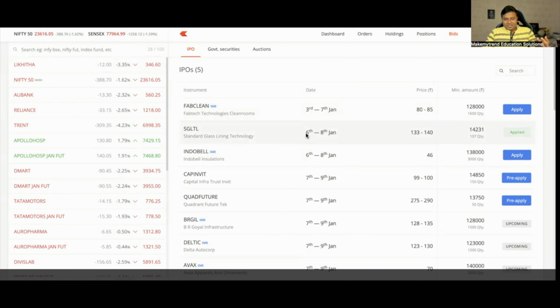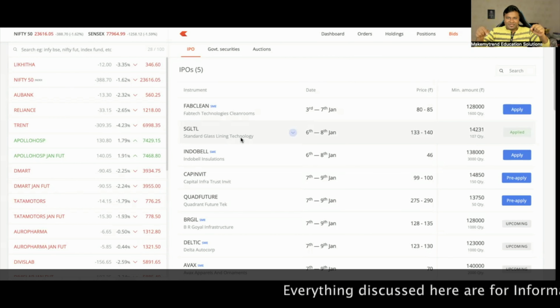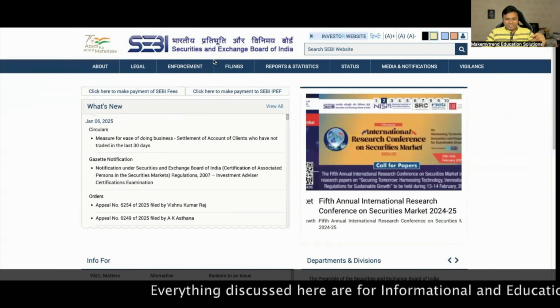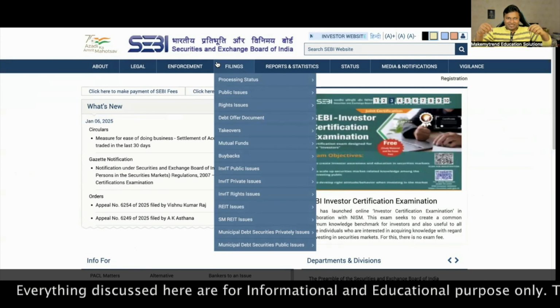From 6th of January to 8th of January, we can see one IPO which is going to come, called Standard Glass Lining Technology. If you want to get the Red Herring Prospectus for this particular IPO, what we can do is go to the SEBI website. I'll be sharing all the links in the description section, so no need to worry about it.